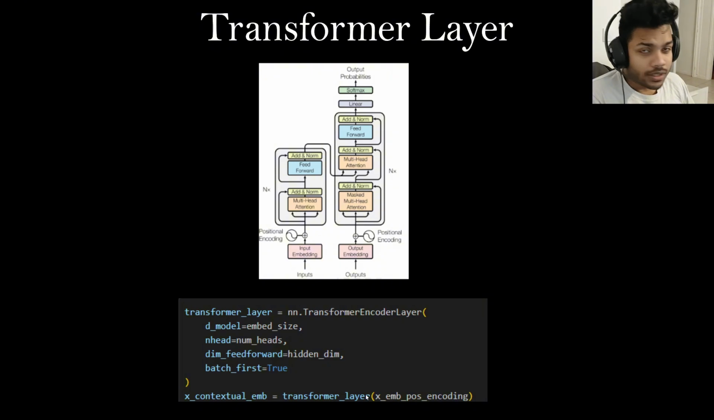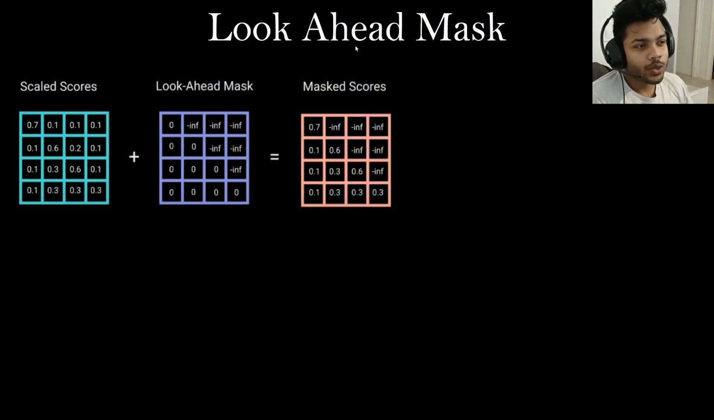Very clear and simple: we just pass the embedding with positional encoding to the model, and we get the contextual embedding from the transformer layer. During the training, we have to use something called a look ahead mask. So let's understand the significance of this look ahead mask and why we need it. This particular matrix you see here is basically the self attention, showing how much attention each word in your sentence gives to itself and other words in that particular sentence.